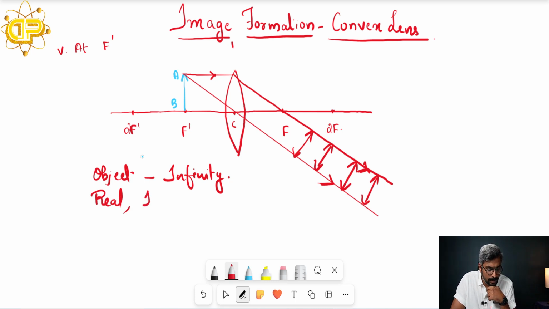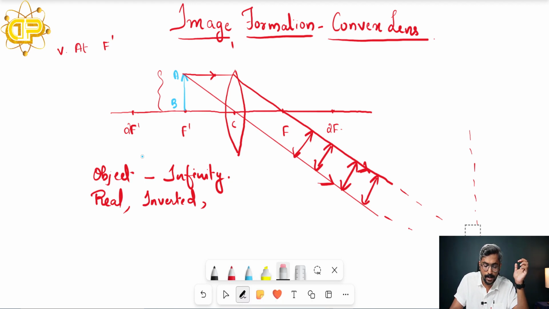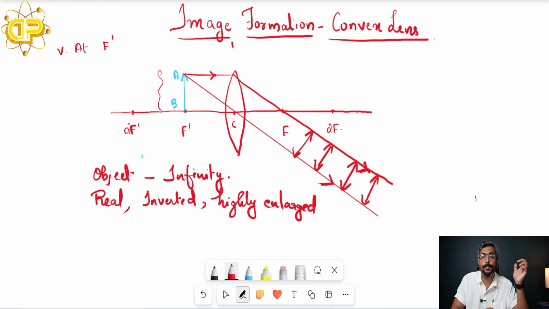All real images are inverted images. And the next thing is, what about their size? Their size will be very large. Why? Because just imagine that the light rays are meeting somewhere here and the image will be like this. It's too large. When compared with this particular AB, it will definitely be very large. So we can say that they are highly enlarged. So these are the properties of the image formation when the object is placed at f dash.